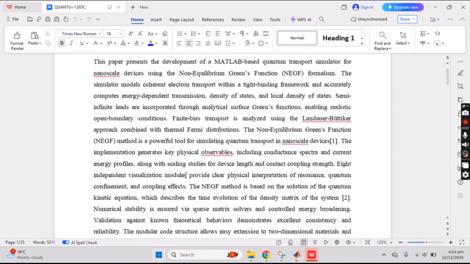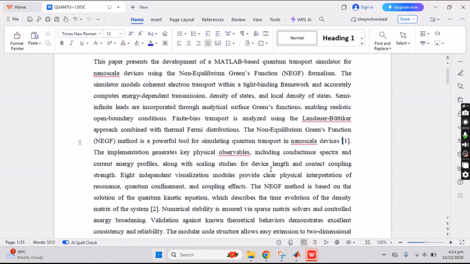The main thing is that this implementation generates physical observables including the conductance, spectra, and current energy profiles, along with scaling studies for the device length and the contact coupling strength as well. The energy-dependent visualization modules provide a clear interpretation of resonance, quantum confinement, and coupling effects as well.